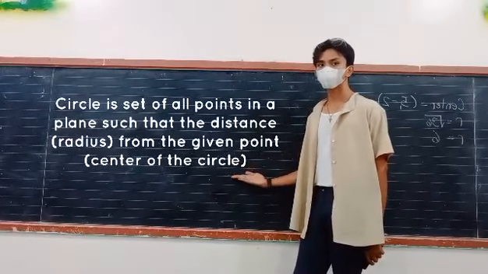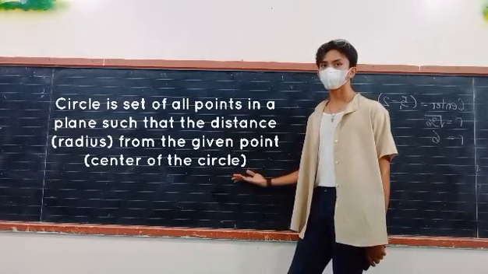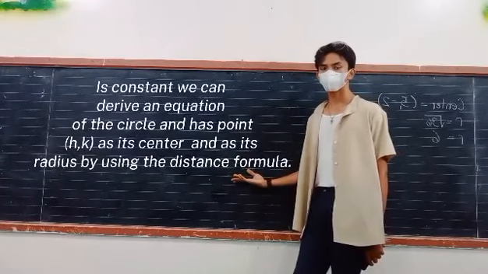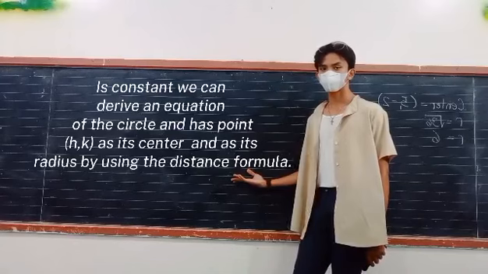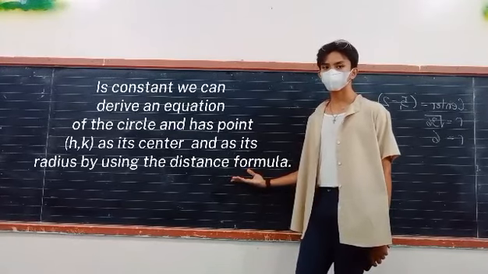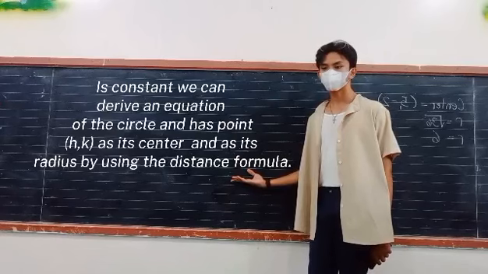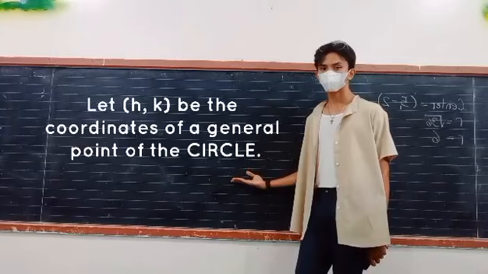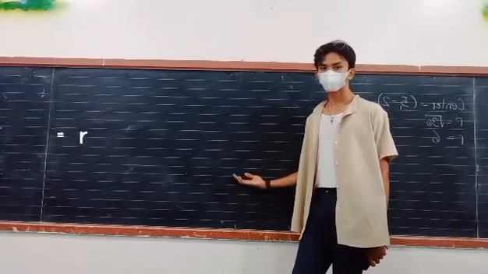A circle is a set of all points in a plane such that the distance (radius) from the given point (center) of the circle is constant. We can derive an equation of the circle that has a point (h, k) as its center and r as its radius by using the distance formula. Let h and k be the coordinates of the general point of the circle.